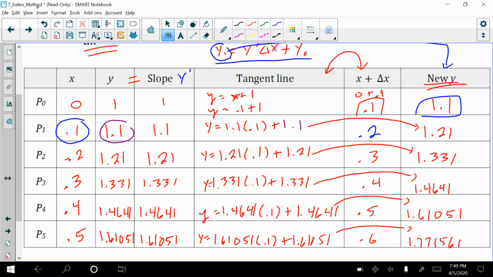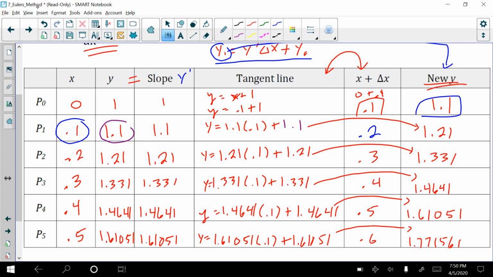But looking at the far right column where it has the new y values, those are the outputs that we're getting based off of a particular input for our function or for our differential equation. And the two columns on the far left where it says x and y, those are where we would get our approximate solutions from.